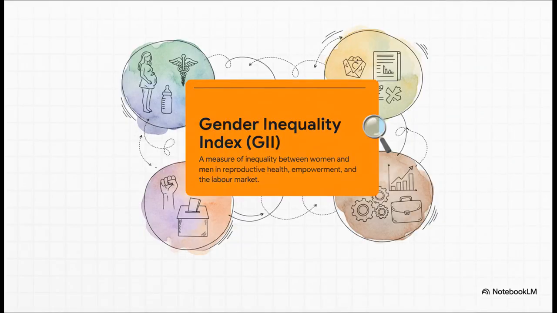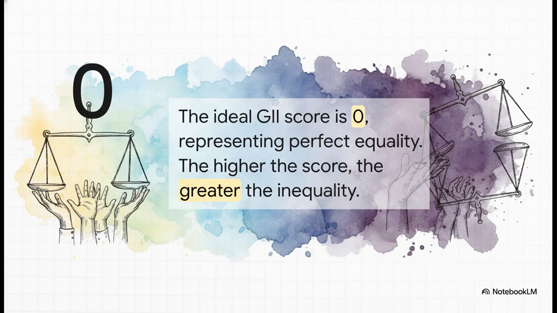So what's it actually measuring? The GII is what's known as a composite index. That just means it pulls together data from three really critical areas of life: reproductive health, empowerment, and the labor market. It's a multifaceted tool for a multifaceted problem. Makes sense. And here is the absolute key to understanding all the numbers we're about to look at. The scoring is pretty simple. A score of 0, that's perfect gender equality. The higher the score gets, the greater the inequality is between men and women in that country.